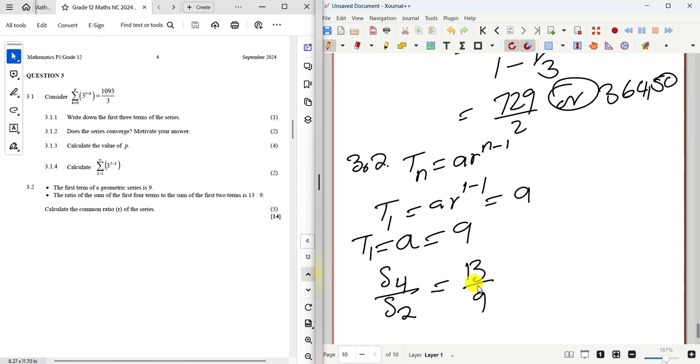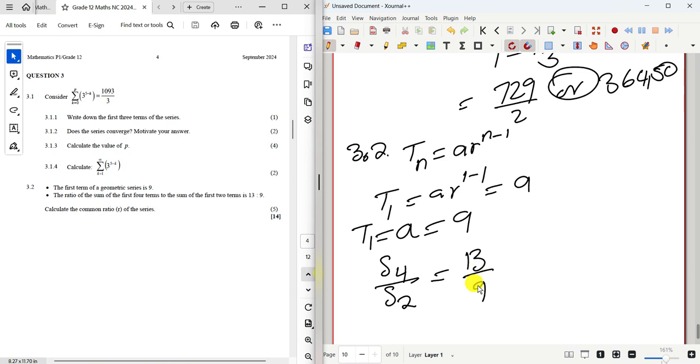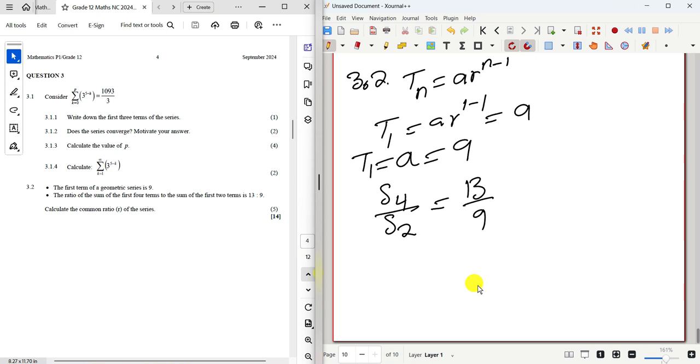So if the sum of the first four is 13 and the sum of the first two is 9, this tells us that it is an increasing one. So R must be, let me see, will it be fair to think of R as being, I'm not sure. It's going to be a fraction. Okay, I'm going to make it less than 1.